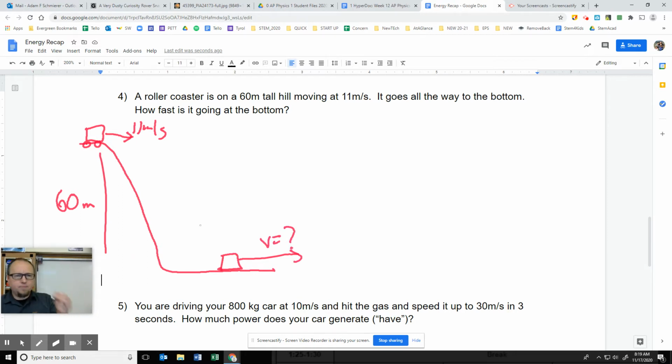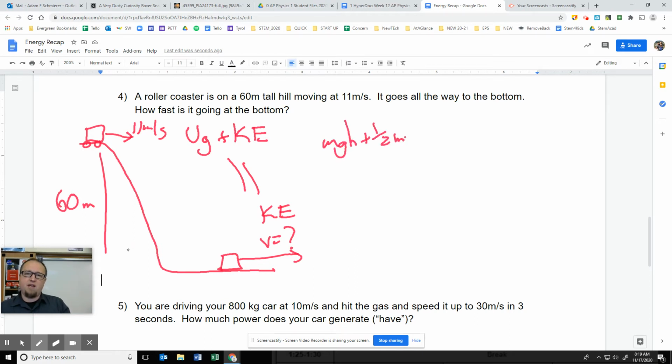That's my goal. So at the top, I've got gravitational, and I'm also moving, so I also have kinetic. At the bottom, I just have kinetic. So I can set those equal because there's no air resistance, there's no friction that they're talking about. So I can say mgh plus 1/2 mv squared at the top. Those two types of energy are happening at the top.